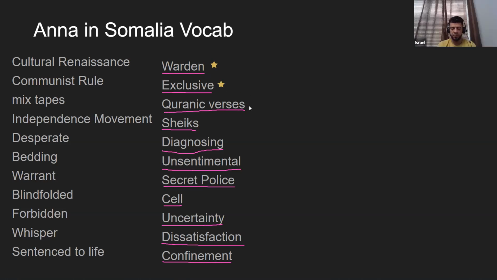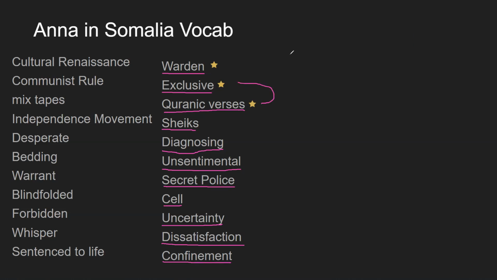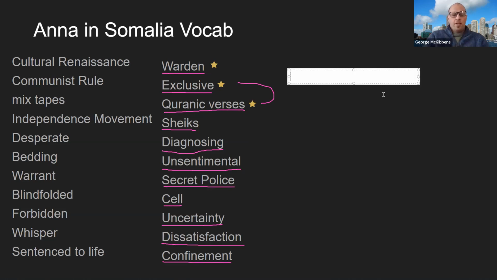These 2 words, exclusive and Quranic verses, this is used in the same phrase in the story. Doris, Fatima, and Bibiana are familiar with these 2 phrases in the story. Fatima, Bibiana, Doris, you want to explain exclusive? The unique. Yes, unique. So this is, I'm actually doing this from memory because now I've listened to the story so many times.